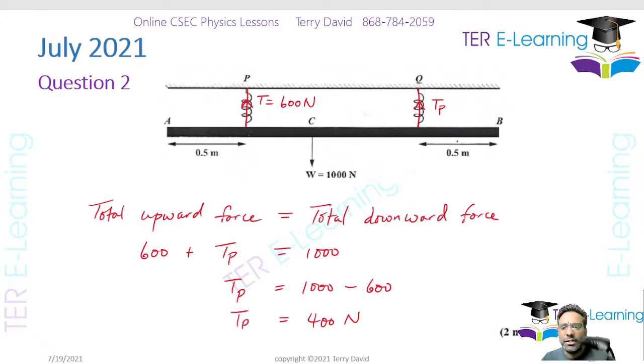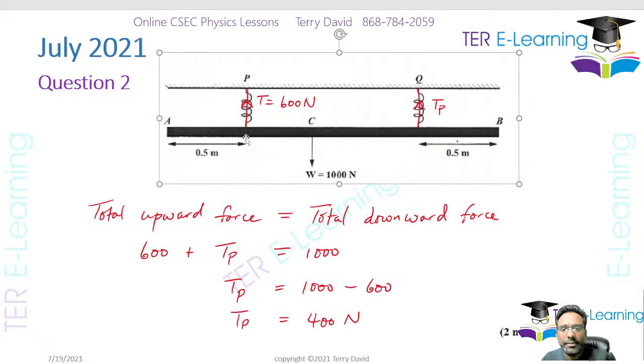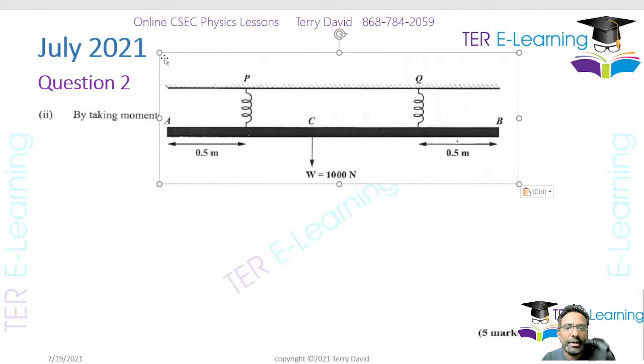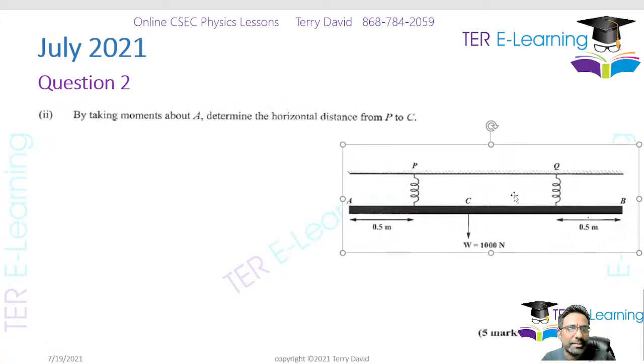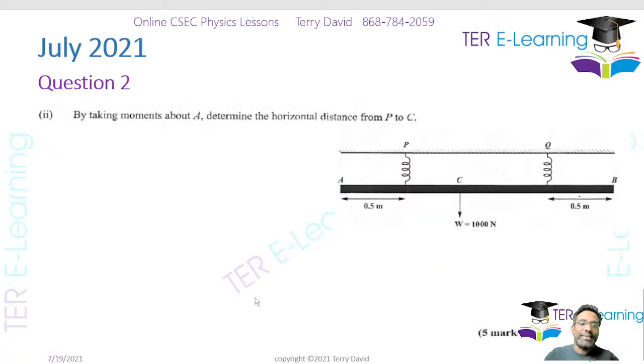Now, by taking moments about A, determine the horizontal distance PC. So let me get this diagram across here. Let's see if we can work this out. I'm just going to make this a little smaller. We have the diagram, and they gave us a hint really. They said taking moments about A. So we are taking moments about this point here.